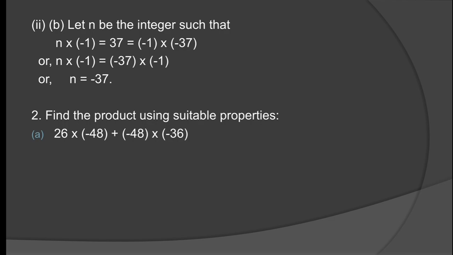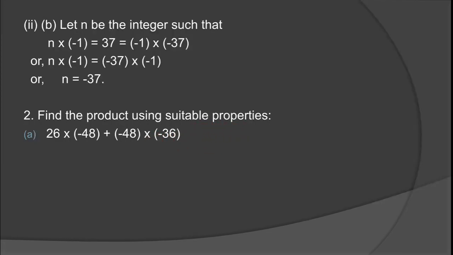So our second problem is to find the product using suitable properties. It means in this problem we have to use the properties that I have learned for multiplication of integers, like closure property, commutative property, associative property, distributive property, and all these properties. So our first part is 26 into minus 48 plus minus 48 into minus 36. So we have to solve this expression with the help of properties of multiplication of integers.